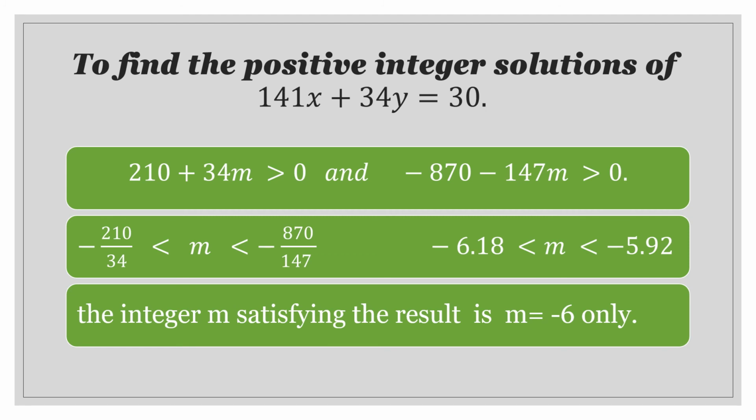So the integer m satisfying the result to get a positive integer is only m equal to negative 6. Sometimes you may have numerous values, but in our case we got only one value satisfying this inequality, which is m equal to negative 6. So to find the positive solution, we need to substitute m equal to negative 6 in both x star and y star.